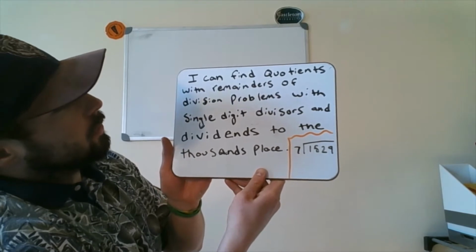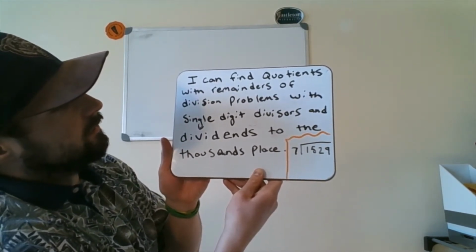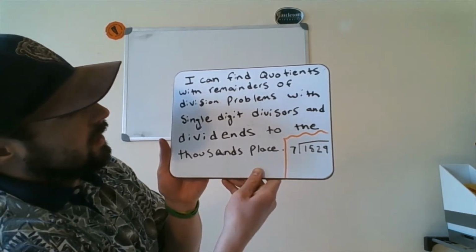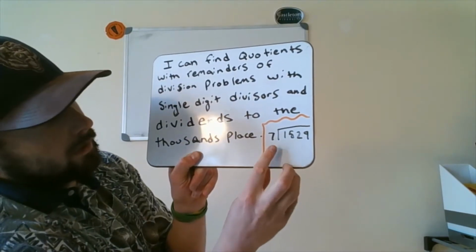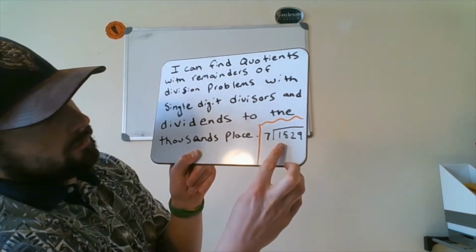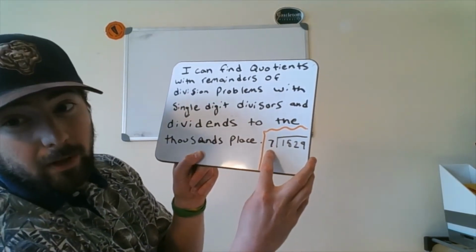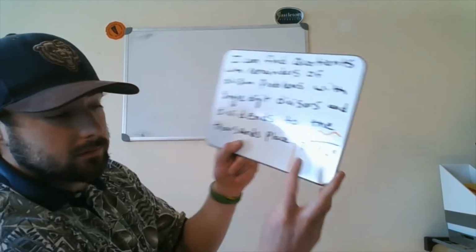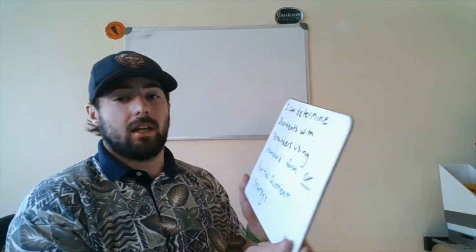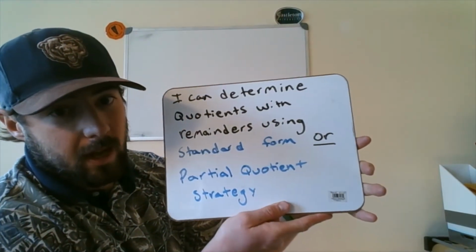I can find quotients with remainders of division problems with single-digit divisors and dividends to the thousands place. I gave an example this time: 1,529 divided by 7. So I hope we're able to do this by the end of our unit. Second learning target, even more importantly, how we do that.